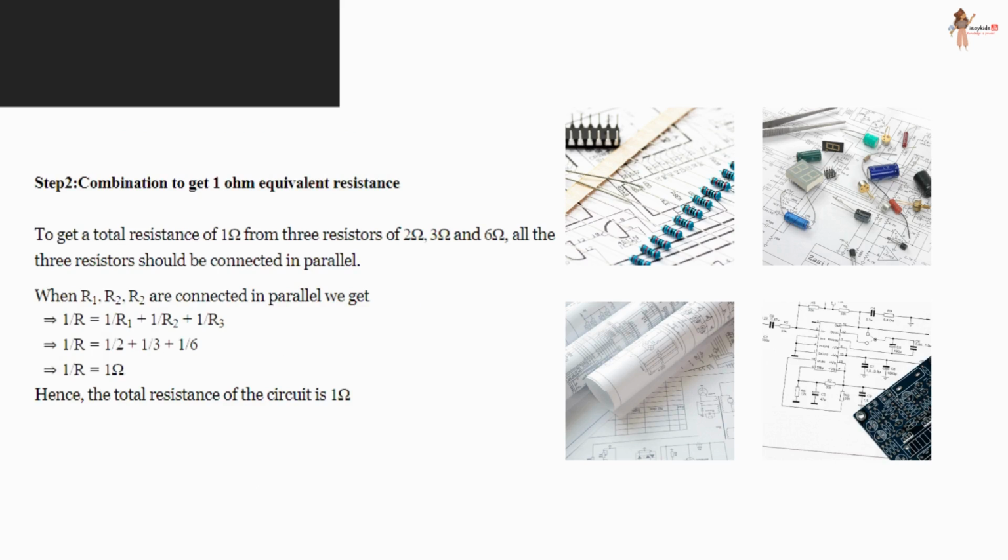In the next part, to get a total of 1 ohm equivalent resistance, when R1, R2 and R3 are connected in parallel, we get 1/R equal to 1/2 plus 1/3 plus 1/6, giving us a total resistance of 1 ohm. So, all three would be connected in parallel.